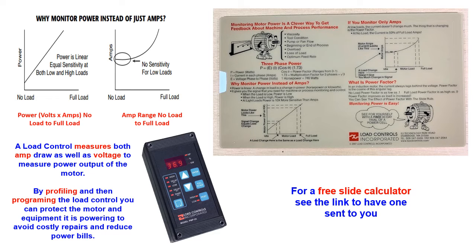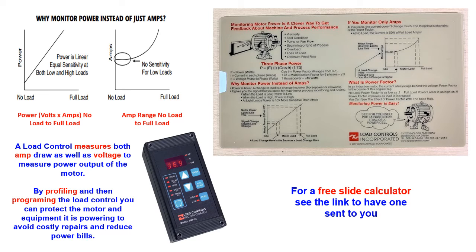A load control device, which is shown here as one example, has the ability to measure both the amp draw as well as the voltage, and then provide through a calculation the horsepower that the motor is providing to the equipment it's powering.